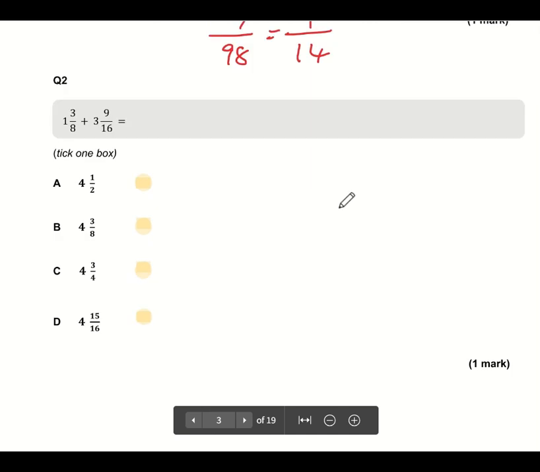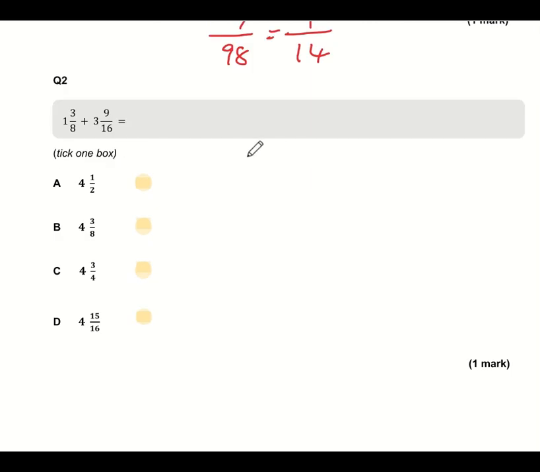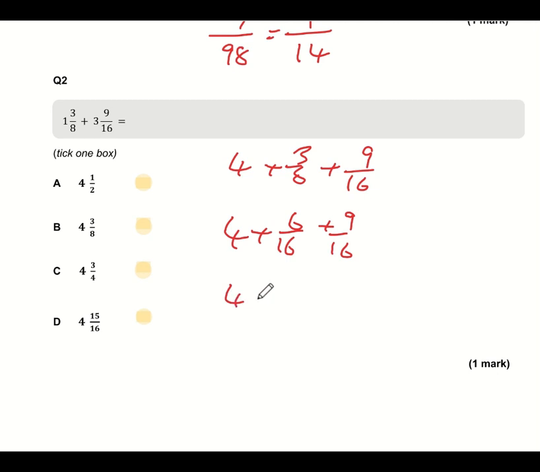Okay, question number 2. 1 and 3/8 plus 3 and 9/16. Well, first of all, 1 plus 3 is 4. So what we have here is 4 plus 3/8 plus 9/16. Now, eighths can be easily turned into 16ths. 3 over 8 is the same as 6 over 16 plus 9 over 16. So that is 4 plus 6 plus 9 is 15. So 4 plus 15 over 16 is simply 4 and 15/16, which is answer D.